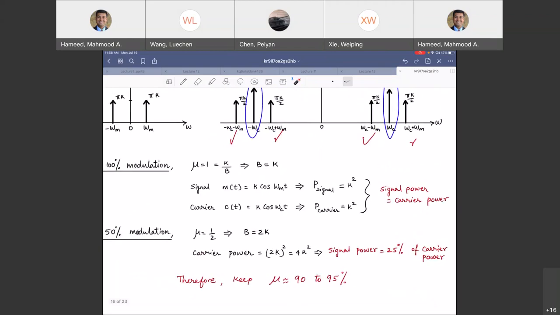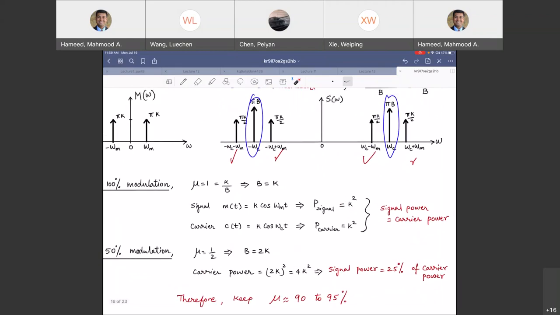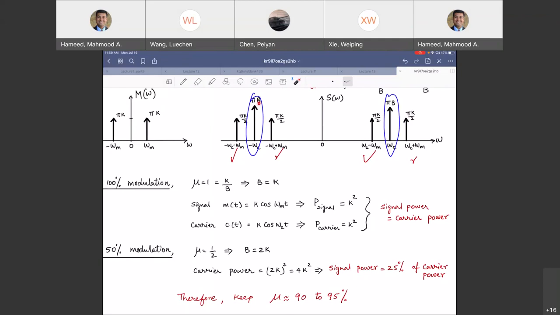If B equals 2K, our signal power is still K squared. That didn't change. But our carrier power changed. The carrier amplitude is B, so the power is B squared. B squared is now 2K whole squared, which is 4K squared. So for 4K squared, what can you say about signal power and carrier power? K squared for signal, 4K squared for carrier. That means signal power is 25%, one quarter of carrier power, which is good news or bad news? Which is really bad news, right? The power that I'm associating with the signal is just a quarter of how much I'm associating with the carrier.